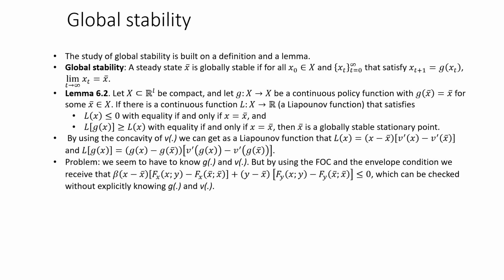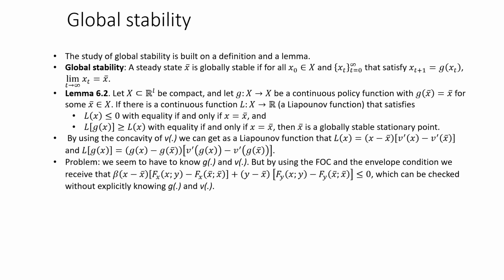The problem, if you have a look at the Lyapunov functions they offer, is we seem to need to know both the value function and the policy function. Luckily, it's not true. So with some simple algebra, by using the first order condition and the envelope condition, we can get to a form in which the first and second derivative of the one period return function show up. So on this ground, it's easier to check if a stationary point is globally stable or not.